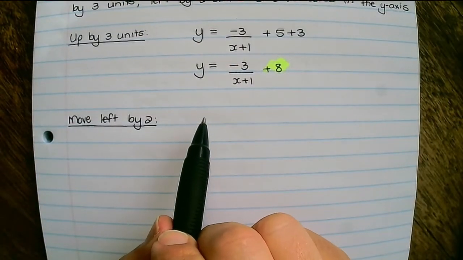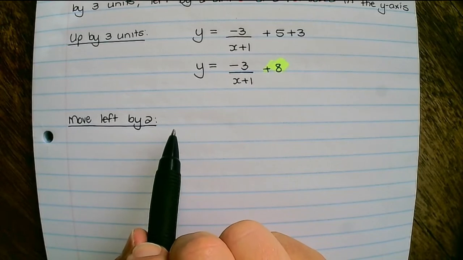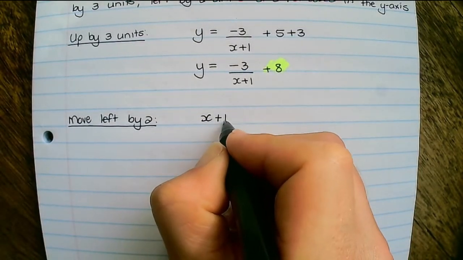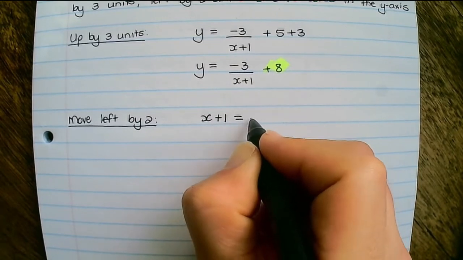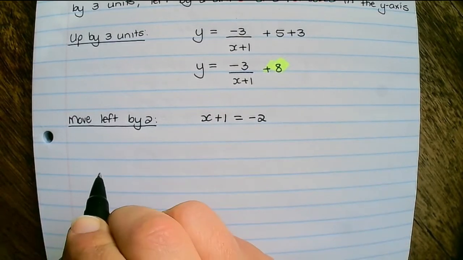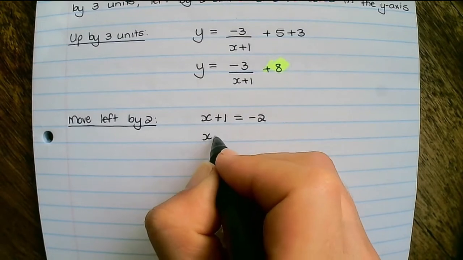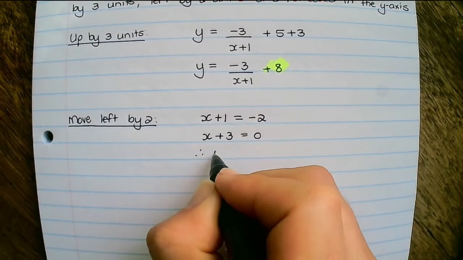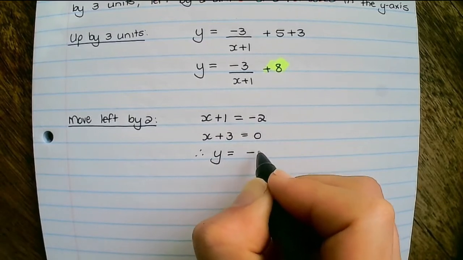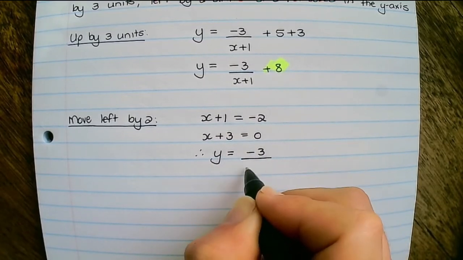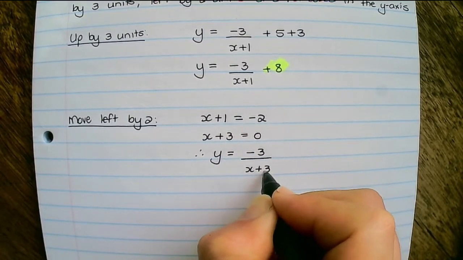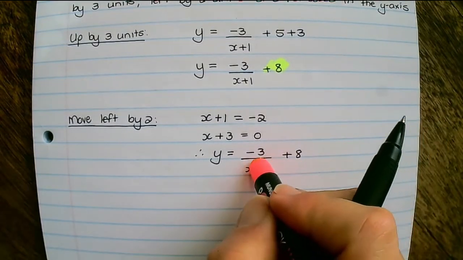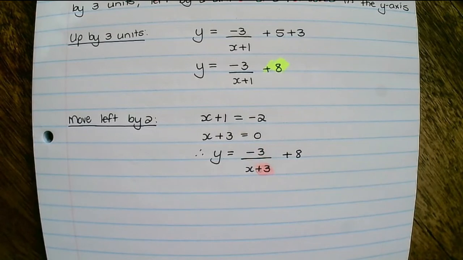Now in order to move the graph left by 2 units, it means that x plus 1 in the denominator needs to move left by 2 units. So the p value now would be plus 3. So y would be equal to -3 over x plus 3 plus 8. And now I've moved the graph left by 2 units.